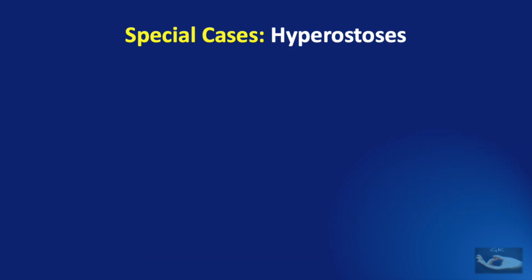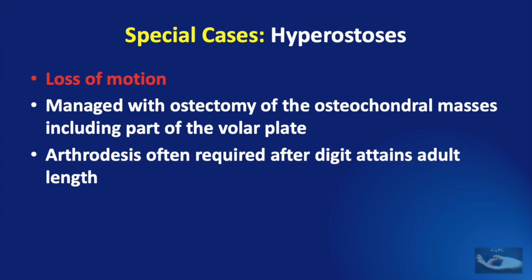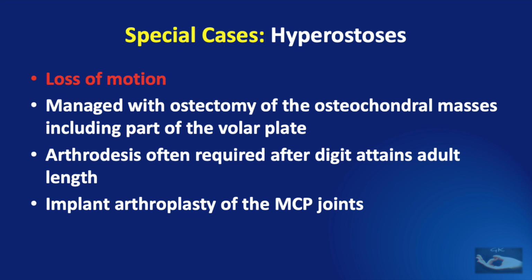Management of the special cases like hyperostosis associated with macrodactyly is different. The main problem in these patients is the loss of motion. It can be managed with osteectomy of the osteochondral masses, including part of the volar plate. Arthrodesis is often required after the digit attains adult length. Implant arthroplasty can be done for replacement of the metacarpophalangeal joints.